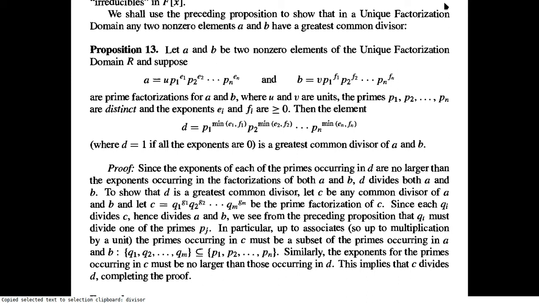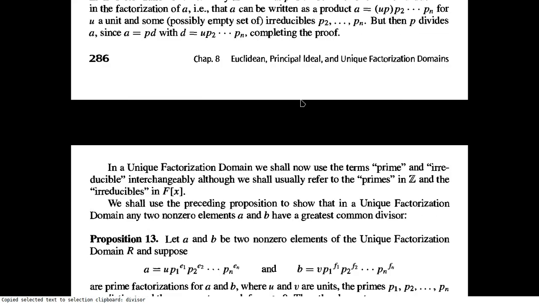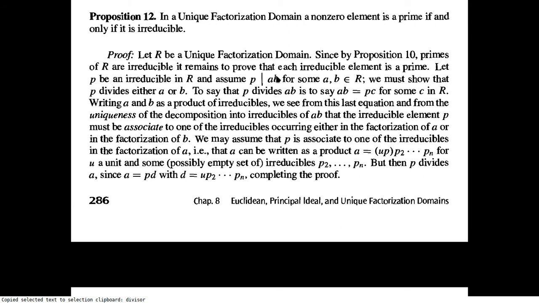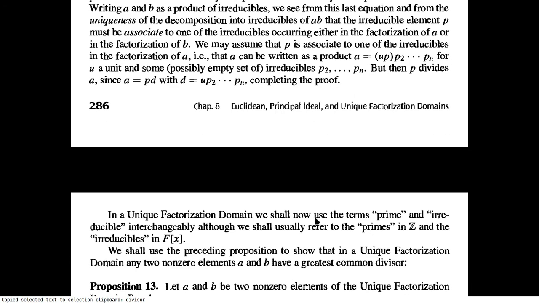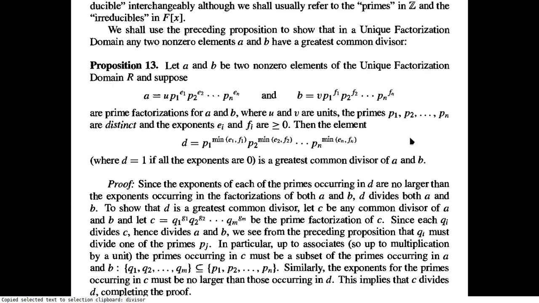We have to show that it's a GCD. So you have any common divisor of A and B, C, you write C in terms of its prime factorization using Q. So you have C equal to Q1^G1 up until Qm^Gm. It's a prime factorization. Since each Qi must divide C, that's because it's a prime factorization, so it must also divide A and B, right? From the previous proposition, as we said, you're going to have an association between the primes.